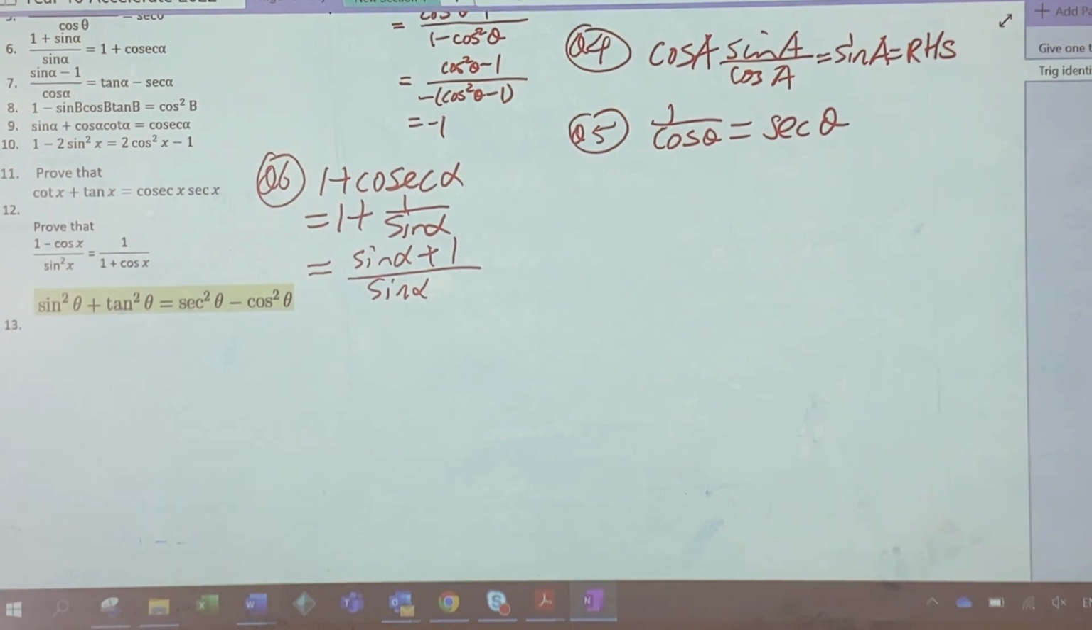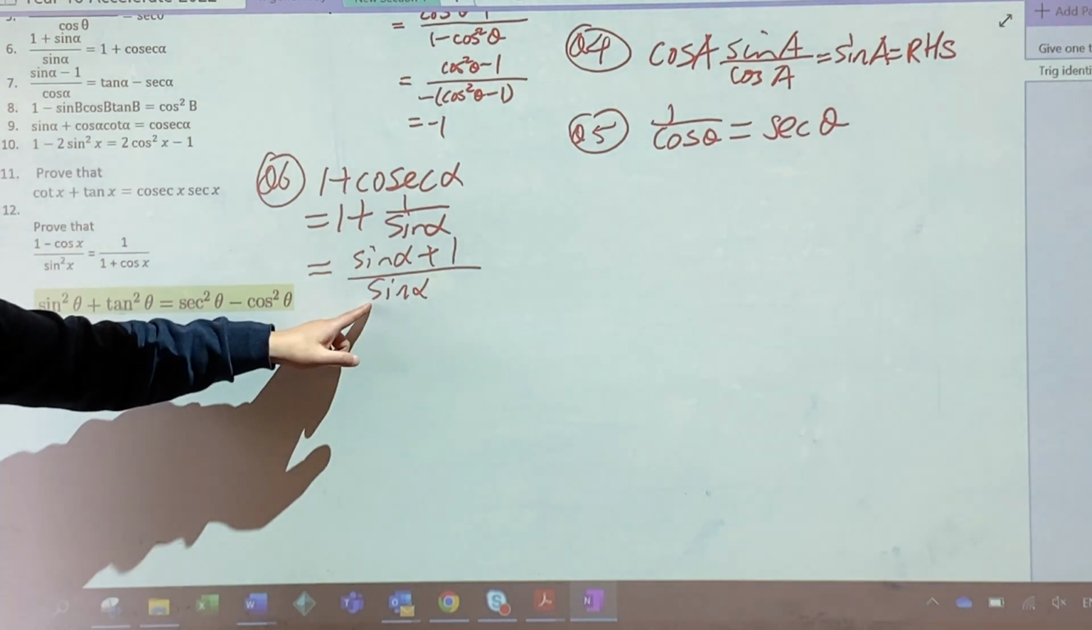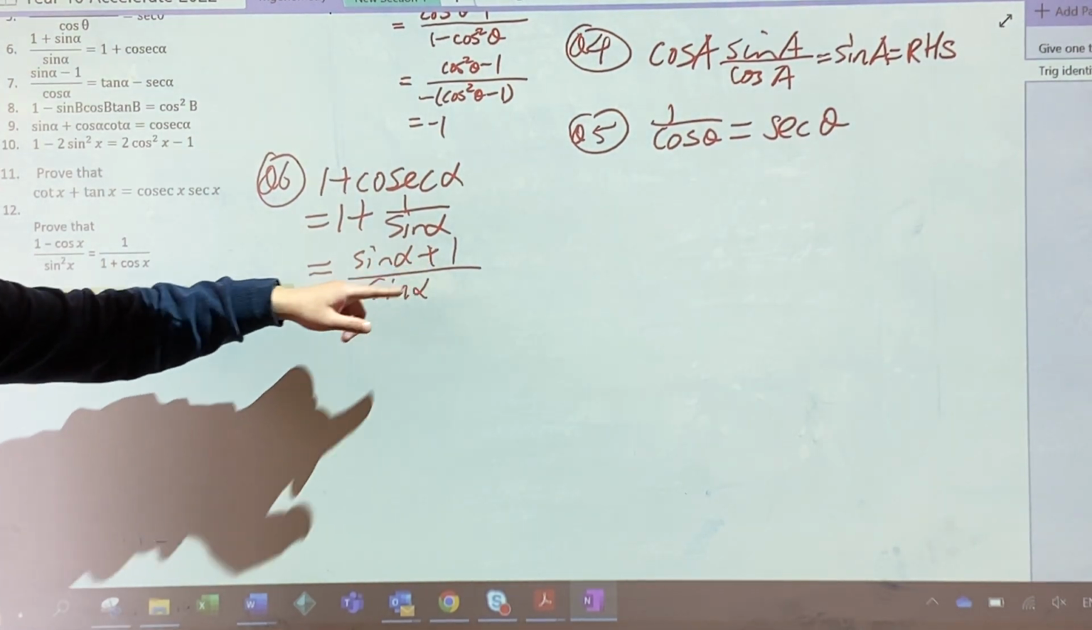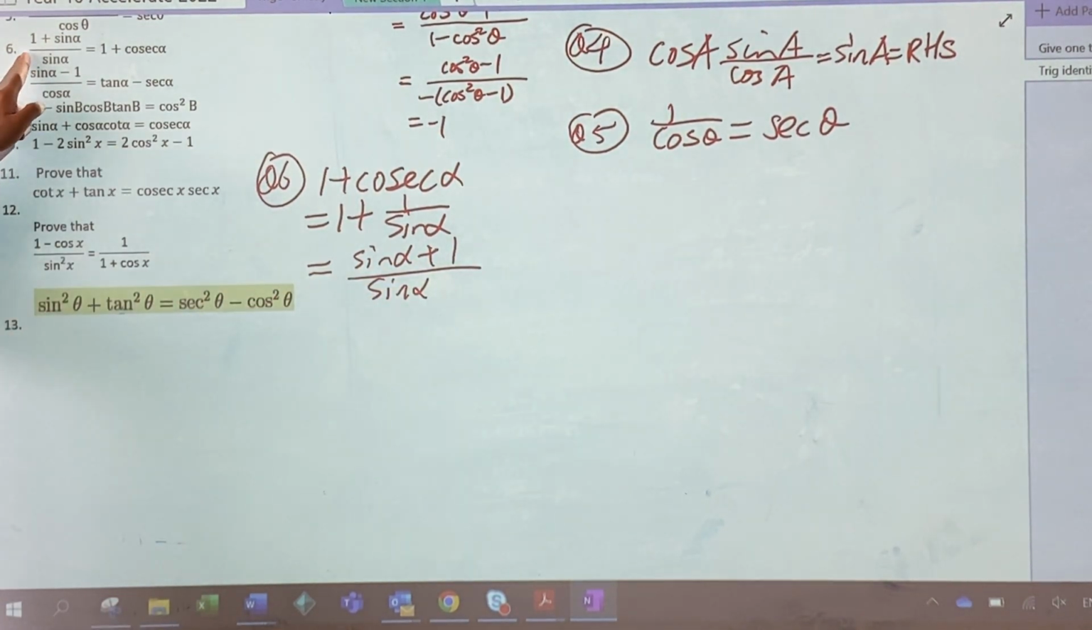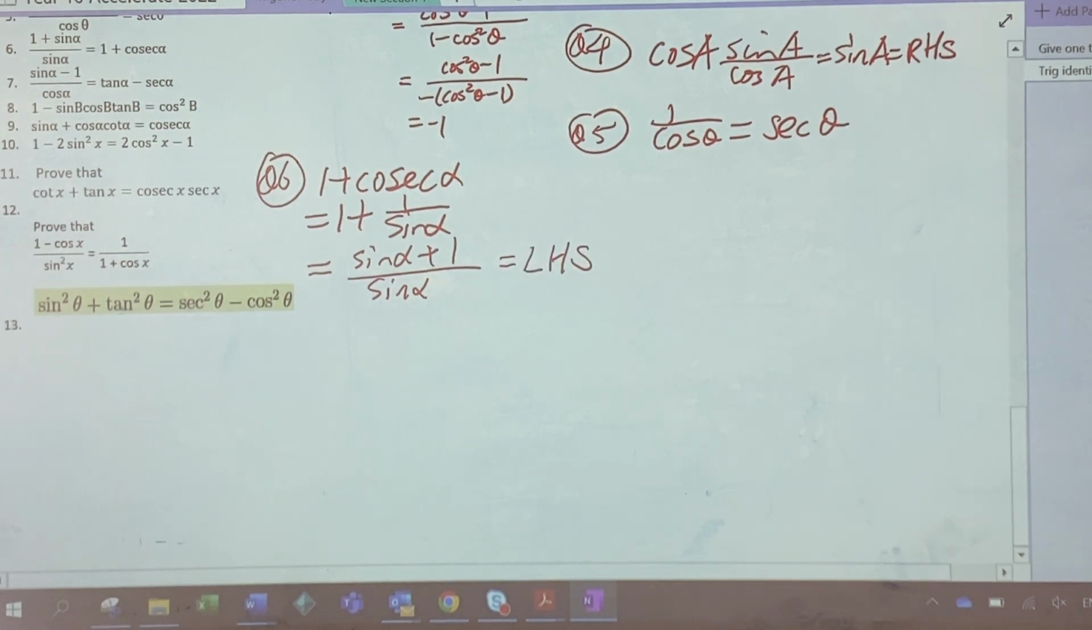Now what's on the left hand side? Look here. You've got sine alpha, on the top you've got sine alpha plus 1. What's on the left hand side? Exactly the same thing, isn't it? The job is already done, and therefore you say equals left hand side. Beauty.